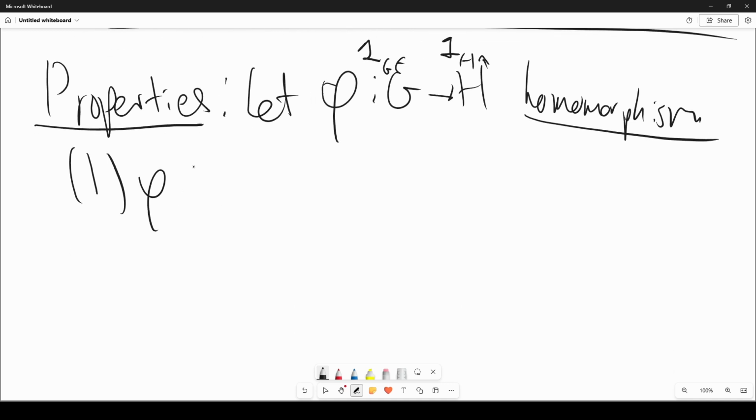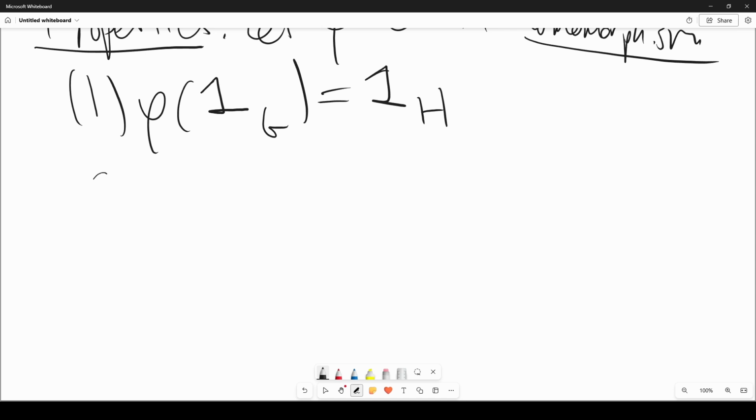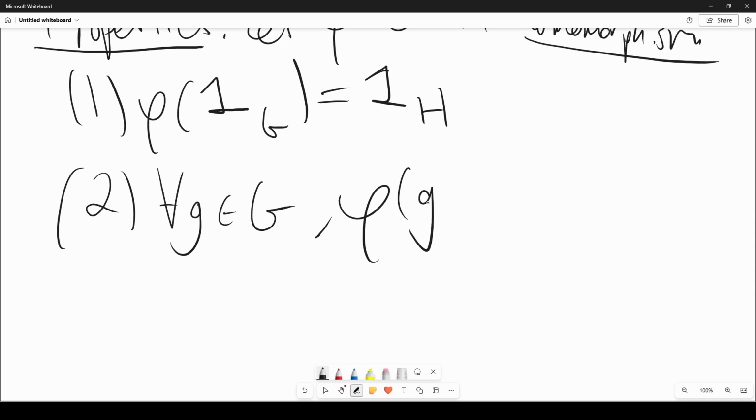First property is that homomorphisms send identities to identities. So if you take the identity in G and apply phi to it, it sends to the identity in H, regardless of what the homomorphism is. This must always happen. Second one is that for all g in G, you get phi of g inverse equals phi of g, all inverse.